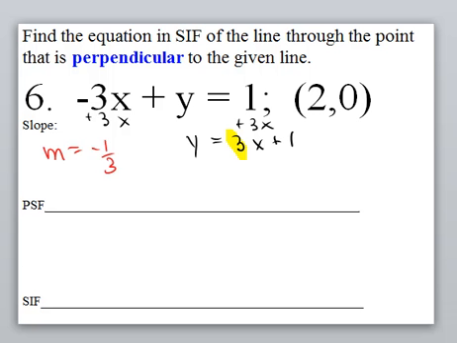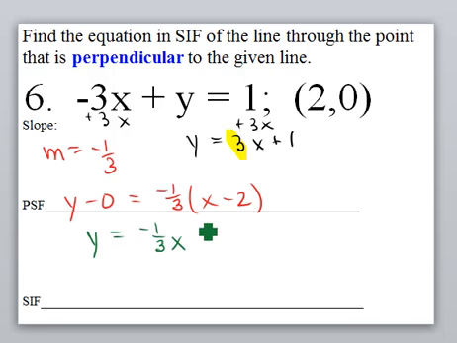So what I want to do is write this in point slope form. I'm going to have y minus my y coordinate equals my slope times x minus my x coordinate. Slope intercept form, we're basically almost there because y minus 0 is y. When I distribute, I get negative 1/3 x. And then when I distribute here, I get negative times negative, which is a positive 2/3. So this is slope intercept form.